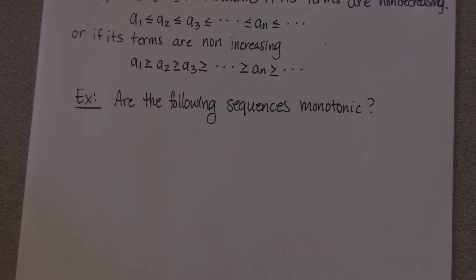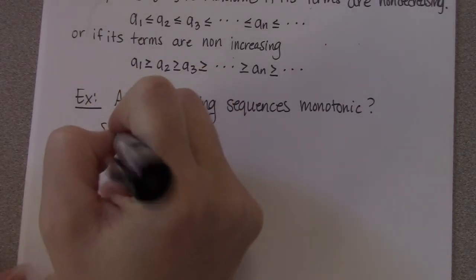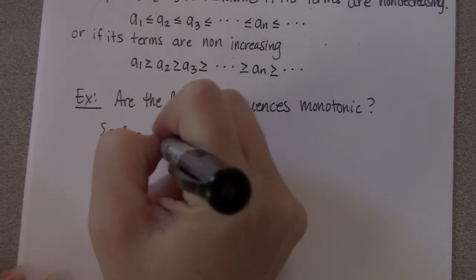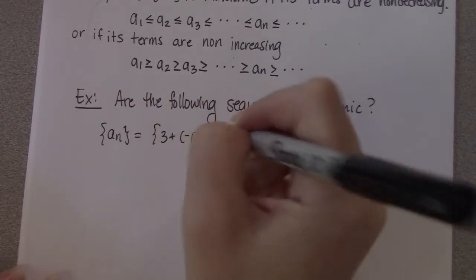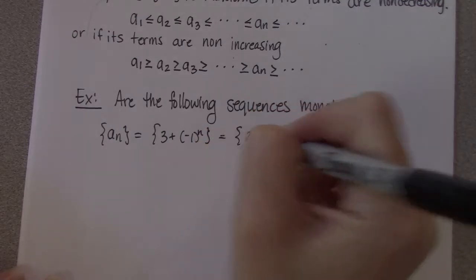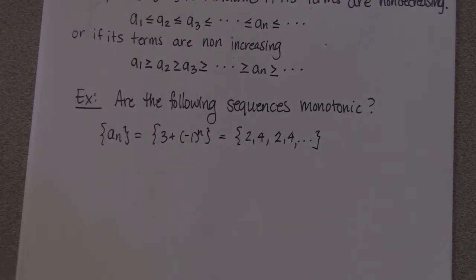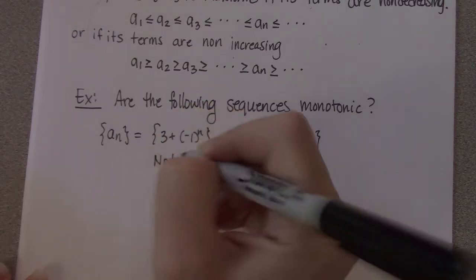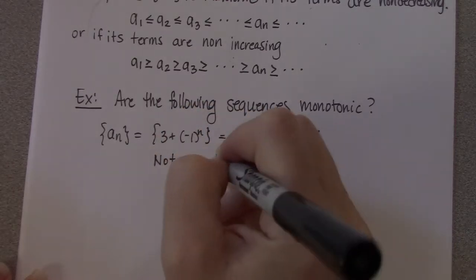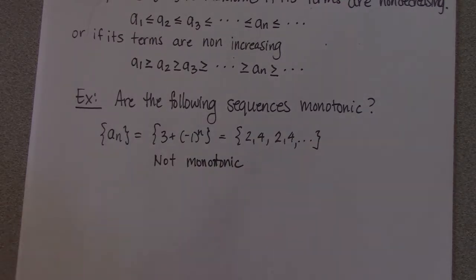So the first one is our old friend, 3 plus -1 to the n, right? And we know that this guy diverges. It just bounces back and forth between 2 and 4. And so clearly this is not monotonic, right? Because it goes from 2 up to 4, then back down to 2, then back up to 4. So it's not moving in one direction. It's bouncing up and down.